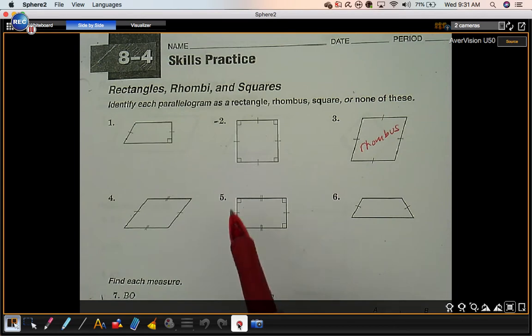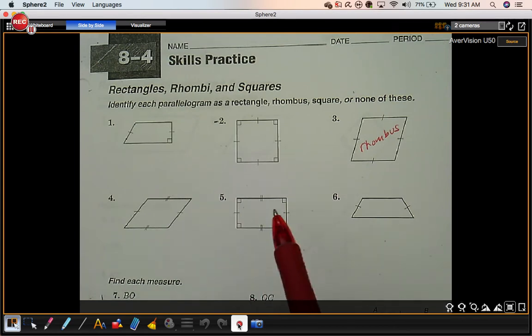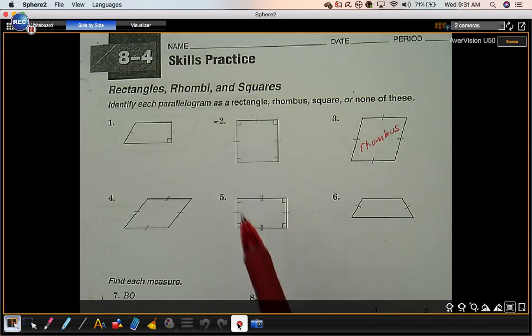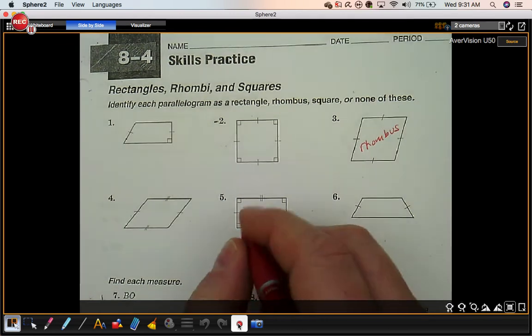Number 5. This is a parallelogram. We know that because they tell you and because they show you the opposite sides are congruent. They didn't need to do that. So this is a parallelogram with 4 right angles. That's a rectangle.